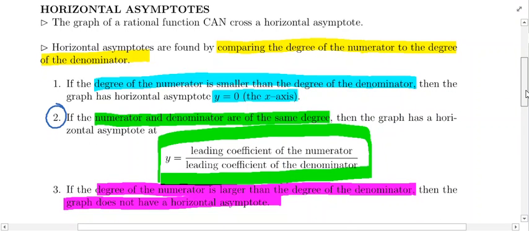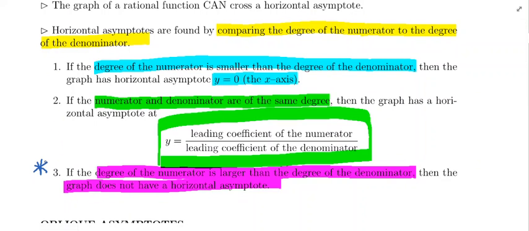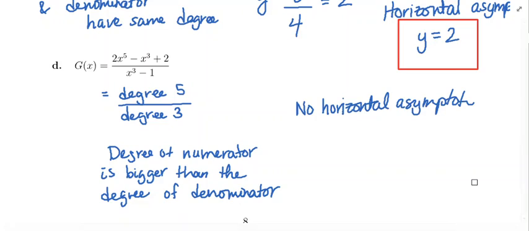As far as horizontal asymptotes go, the purple statement says if the degree of the numerator is larger than the degree of the denominator, that's what we have here, then the graph will not have a horizontal asymptote. So we can already write down from this observation that there is no horizontal asymptote, but we still need to check on oblique.